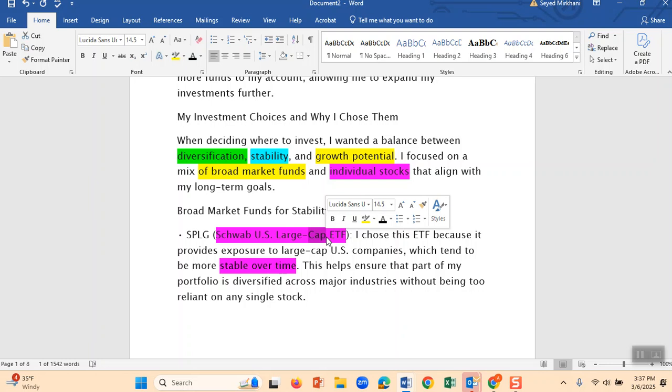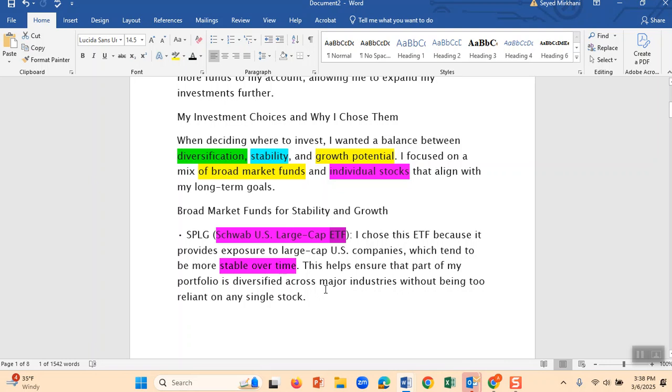The possibility of them going bankrupt is very low. Walmart, the possibility of Walmart going bankrupt is low. The possibility of Apple or Amazon. These are large cap, which is a smart way. ETF means exchange traded funds.